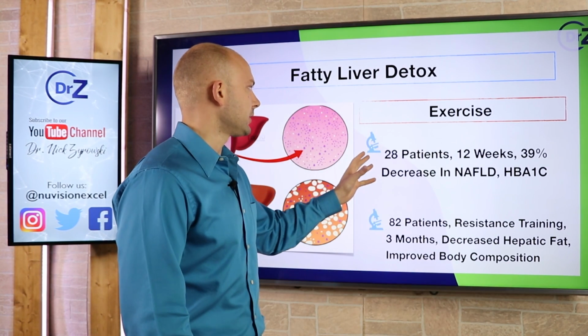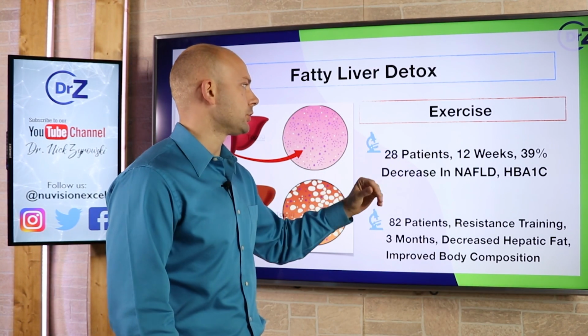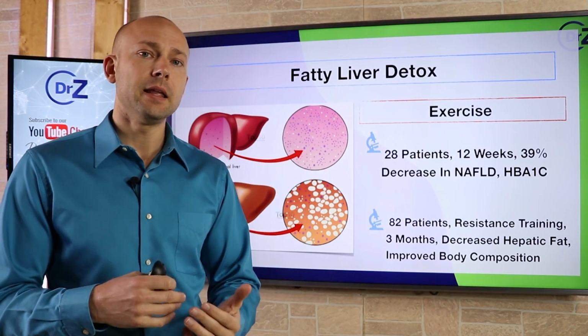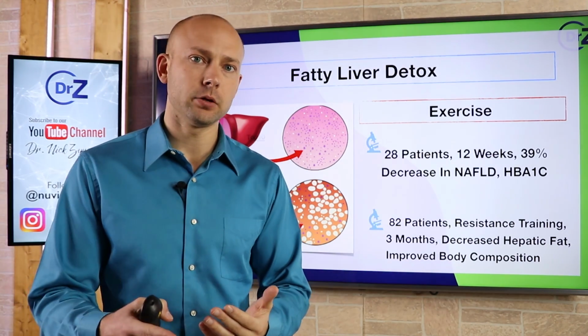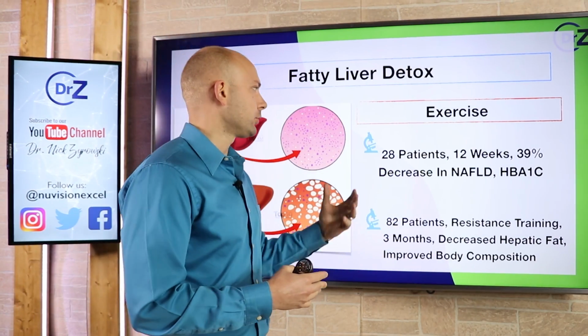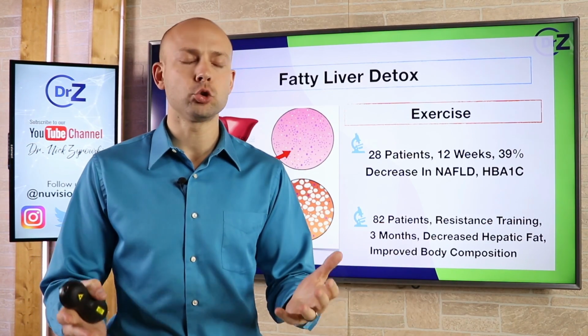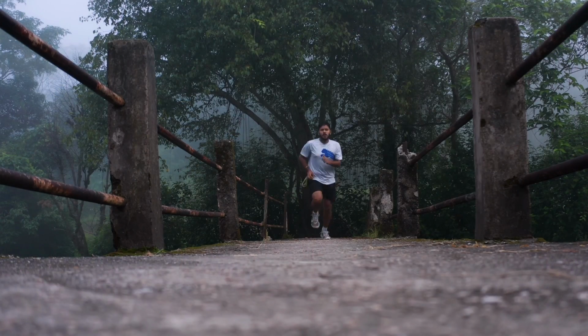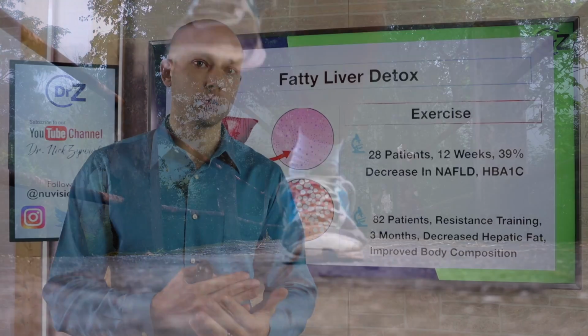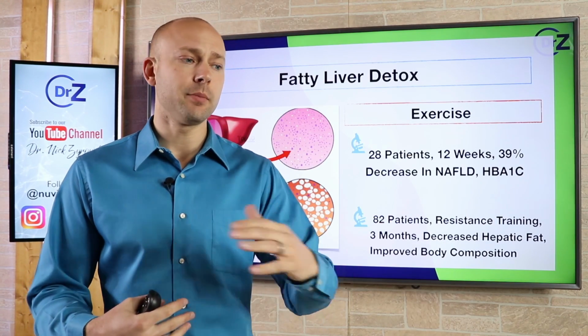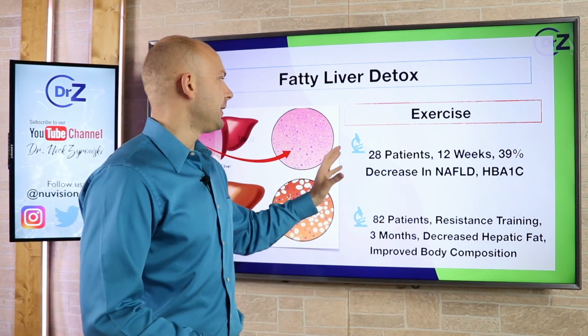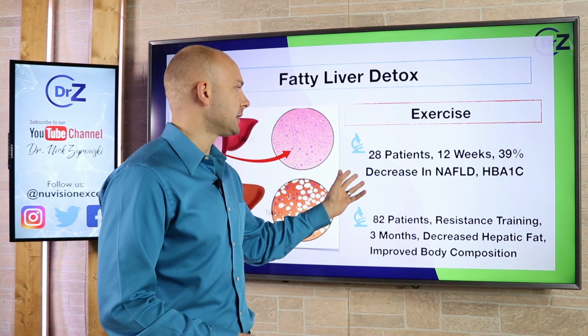Now, when we look at exercise, there was one study where they took 28 patients over a 12-week period, and they had them do high-intensity interval training. Now, high-intensity interval training is a form of training that you do short duration, but high intensity. So it might be like a 20-minute workout that is really kicking your butt. You're working really hard. You're sweating. And by the time you're done, you're exhausted. That's that kind of exercise, high-intensity interval training.